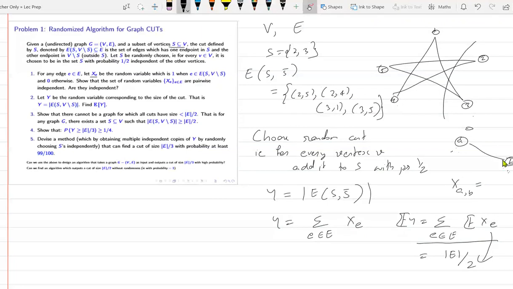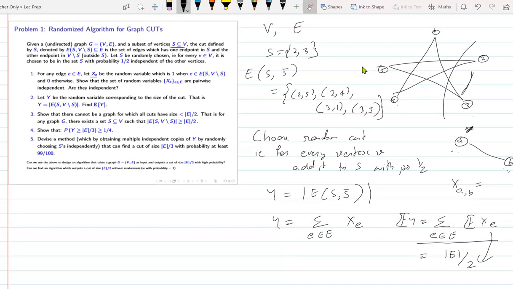Sir, why will the 1-1 case not be considered? If it is 1-1, that means both are on the same side of the cut. It doesn't go across the cut. For example, if S is {2, 3} and I had an edge like this, it won't be part of this cut because it's not going across from S to S complement. Okay, sir, I got it.